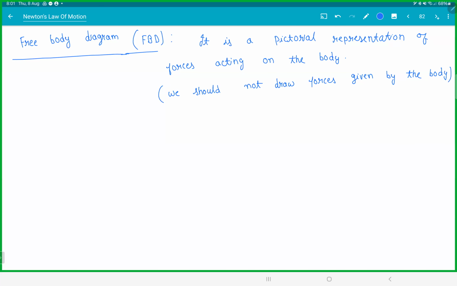You're putting your hand on the table for rest. The table is pushing you up. If you're wearing glasses, the glasses' weight is pushing you down. The earth is pulling you down. So you have to write all the forces acting on you. Getting it? So we will see some examples.